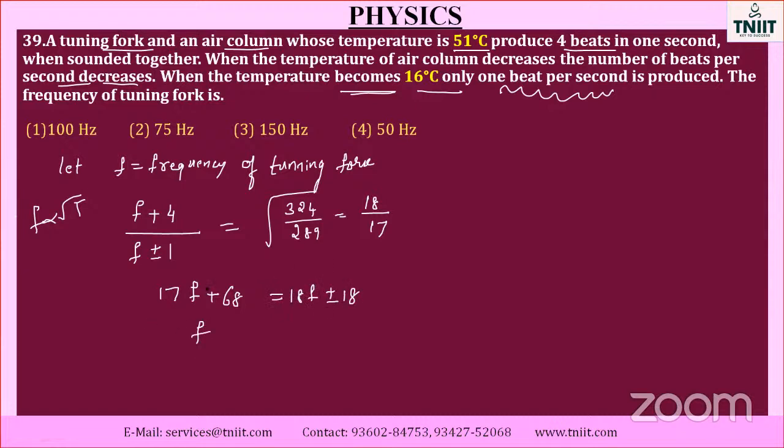So 17F, if you send it to the other side, becomes minus. 18F minus 17F equals F, which is equal to 68 plus or minus 18. So F value will be 68 plus 18, that is 86 hertz, or 68 minus 18, that is 50 hertz. Among these two, only one option is there, that is 50 hertz. So option D is the frequency of the tuning fork.